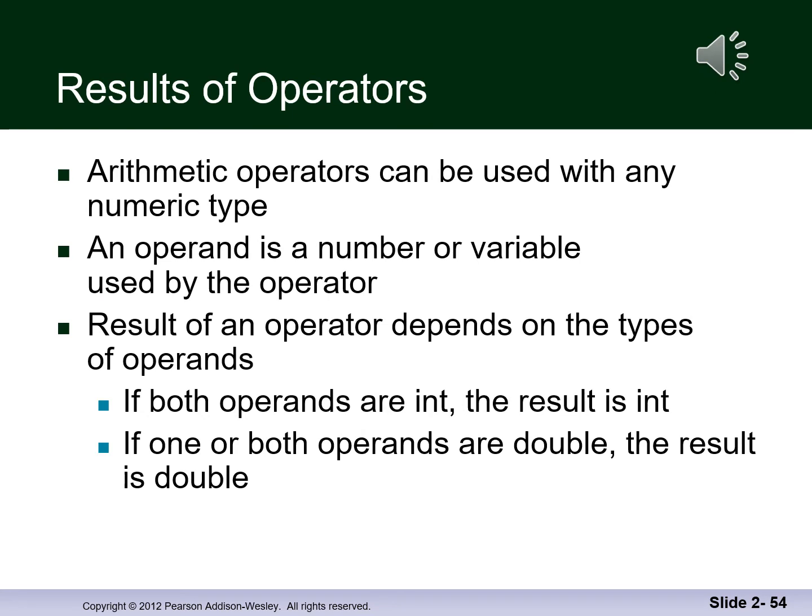Arithmetic operators can be used with any numeric type. An operand is a number or variable used by the operator. It could be a number that's hard-coded into an expression, or a variable that holds a numeric value. The result of an operator depends on the types of operands in the expression. If both operands are int, the result is an int. If one or both operands are double, the result is a double.